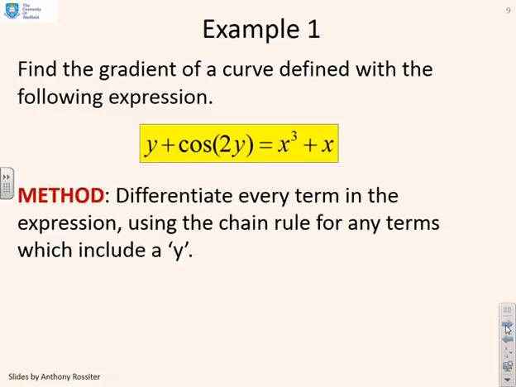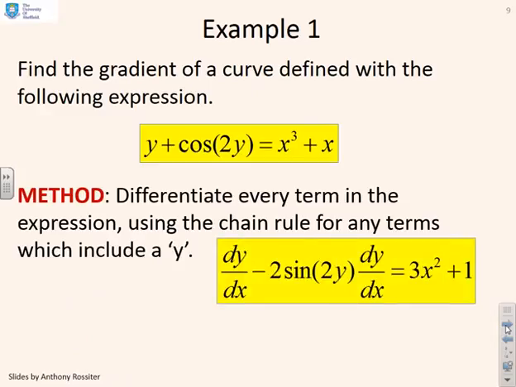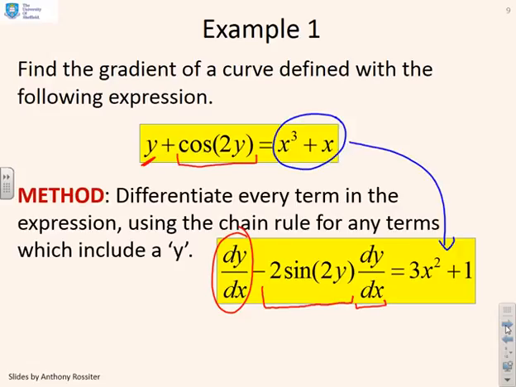So I'm going to differentiate every term in the expression using the chain rule for any terms which include a y. So we're going to get the derivative of y with respect to x, dy dx. The derivative of cos 2y with respect to x is going to be minus 2 sine 2y, dy dx, and then obviously the derivative of x cubed plus x with respect to x is 3x squared plus 1. And now all I have to do is separate the variables.